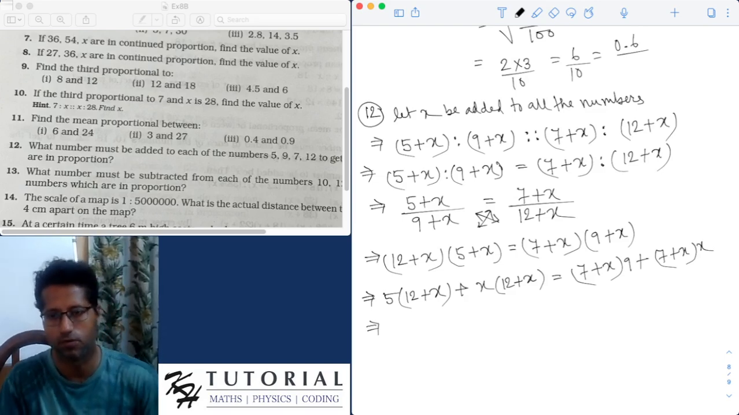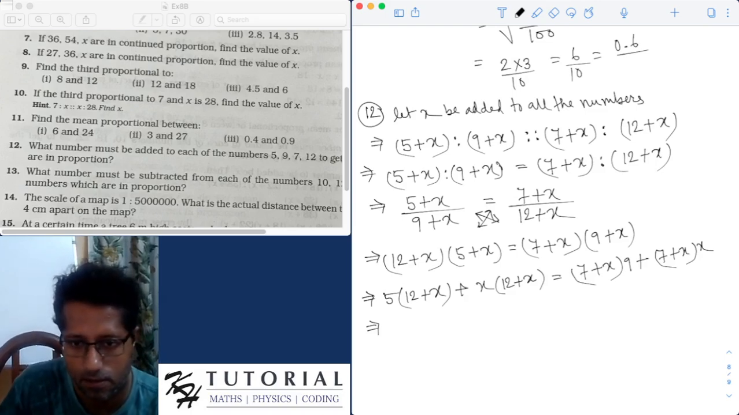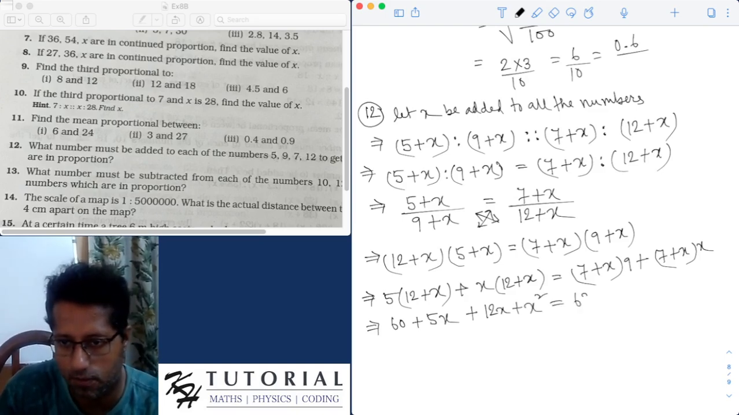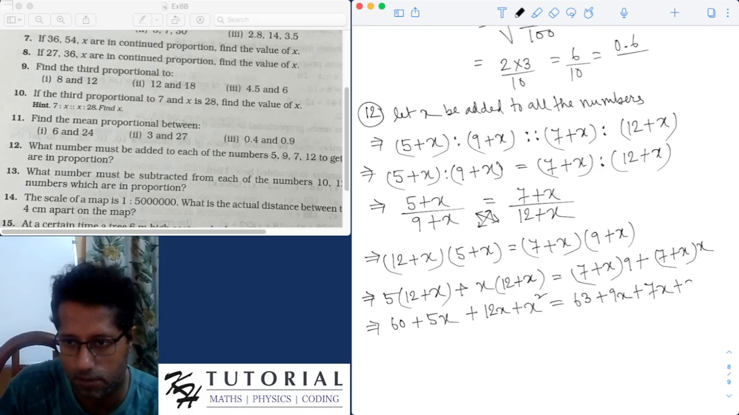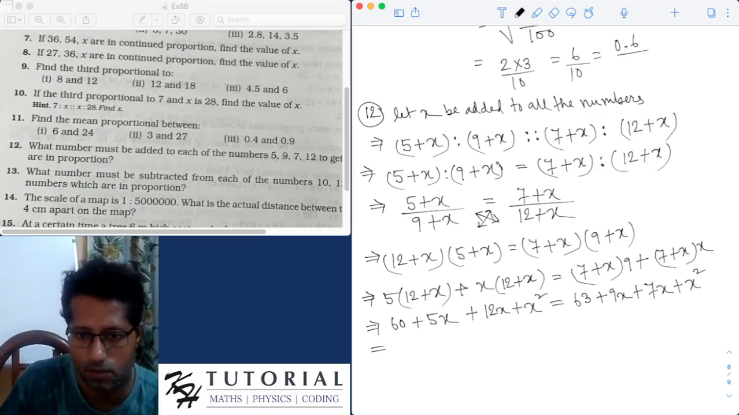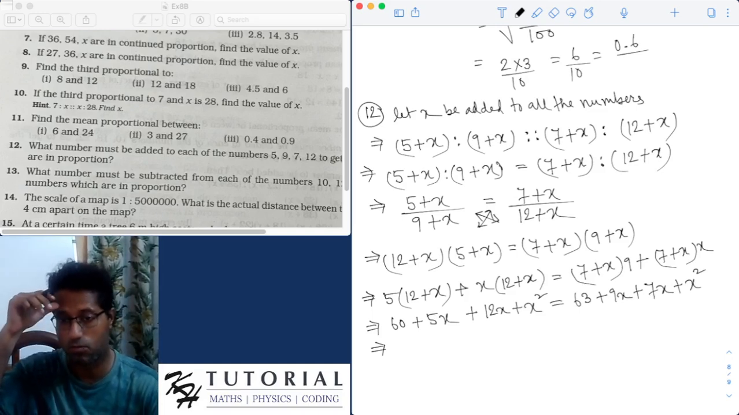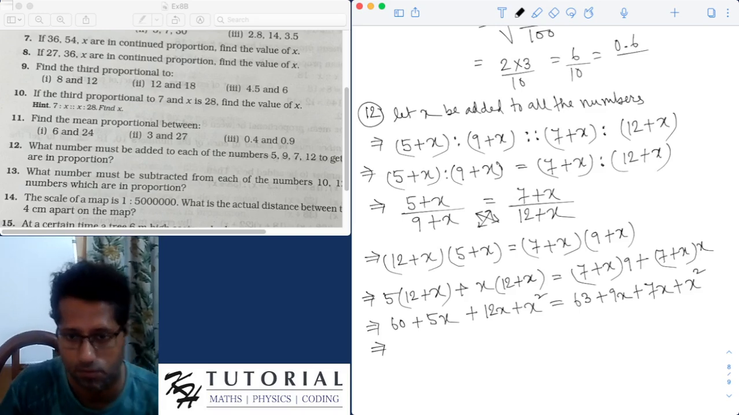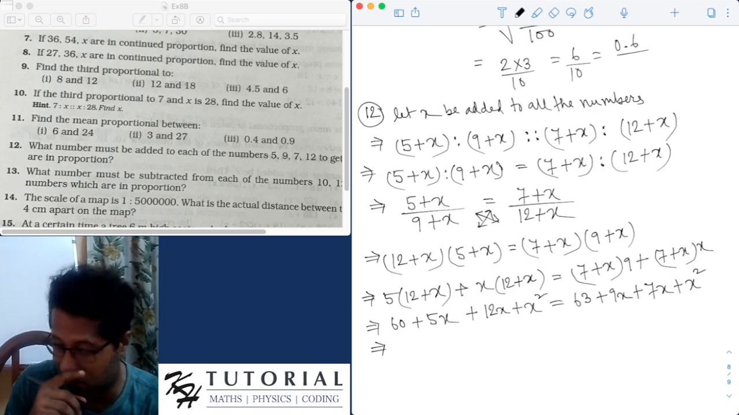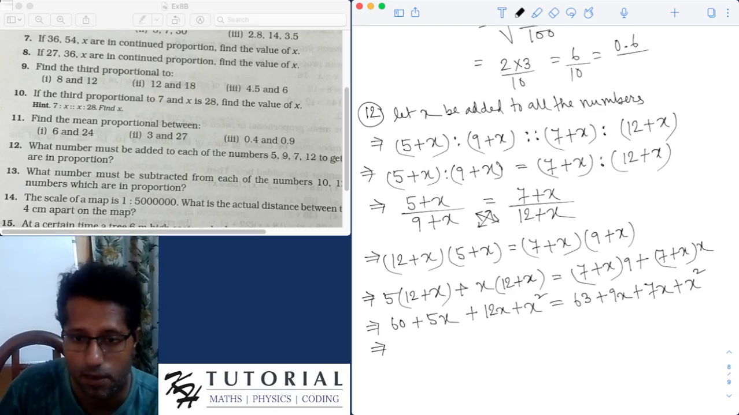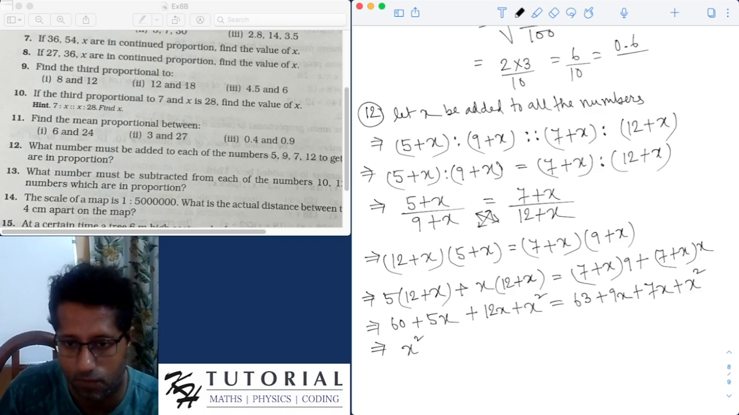Now I will open the brackets. By doing the product of the monomials and binomials, I get 60 plus 5x plus 12x plus x square equals 63 plus 9x plus 7x plus x square. Now I will simplify the algebraic expressions on both sides by adding the like terms. So if I simplify the LHS, left hand side, I get x square, 5x plus 12x is 17x, and I have 60.